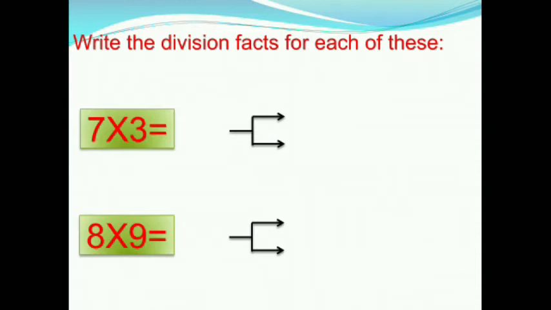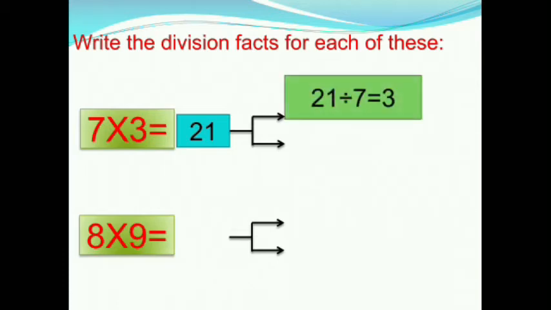What is 7 threes? 7 threes are 21. Here the product will be the dividend, and the multiplicand and multiplier will be the divisor and quotient. Here the product is 21, so the dividend will be 21. The multiplicand and multiplier are 7 and 3. Now the division form will be 21 divided by 7 equals 3. Now we will interchange the divisor and quotient. Therefore 21 divided by 3 equals 7.